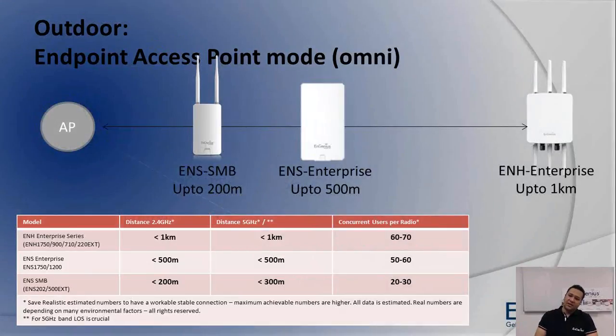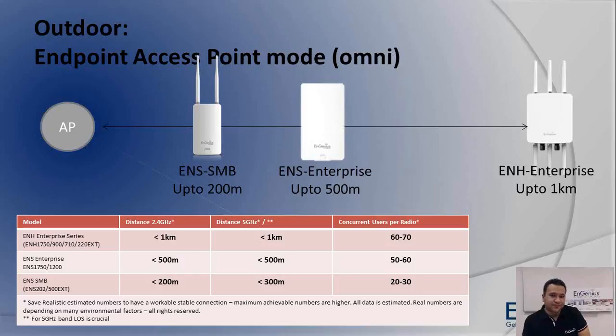If you look at the different models that we have, I make an illustration here of different models. The left AP is our ENS series access point. It's the most cost-efficient access point with external omnidirectional antennas, and it has various modes. It comes with a 2.4 or 5 GHz radio. So it's a single radio solution for the entry level, and it's suitable for many deployments.